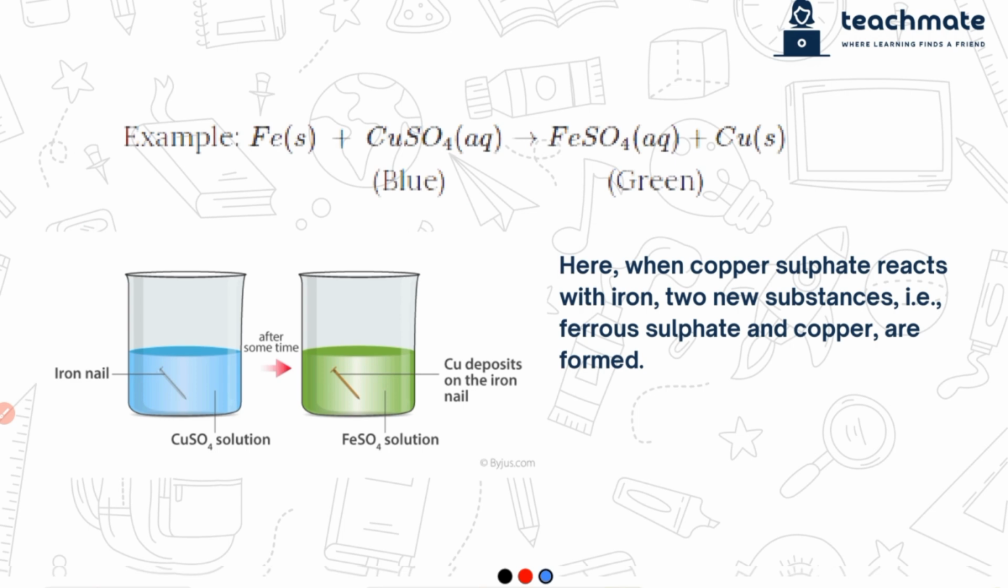Here copper sulfate reacts with iron. Two new substances, ferrous sulfate and copper, are formed. Ferrous sulfate and copper, two products are formed. The products also we have to represent using plus. There may be 2, 3 or 4 products, and all those products we have to separate using the plus sign.